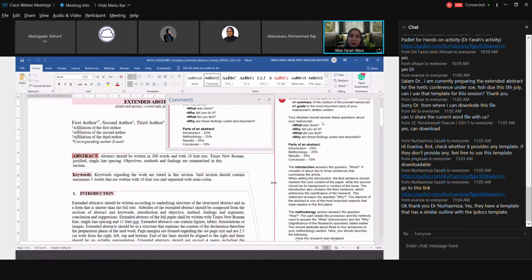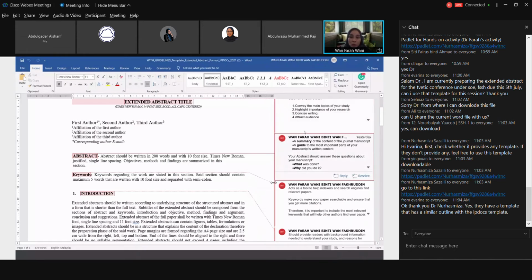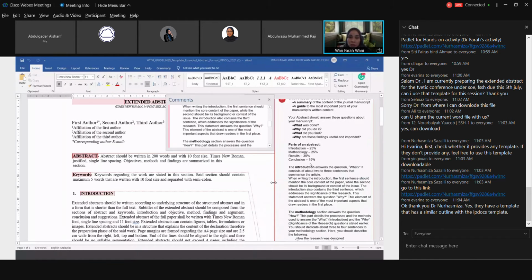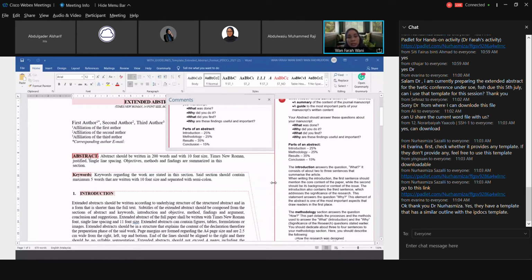What was done? Why did you do it? What did you find, and why are these findings useful and important? So this bit is the conclusion. So in an abstract, ideally, you can divide your abstract into 4 portions. 25% of it goes to the introduction, introducing the topic.